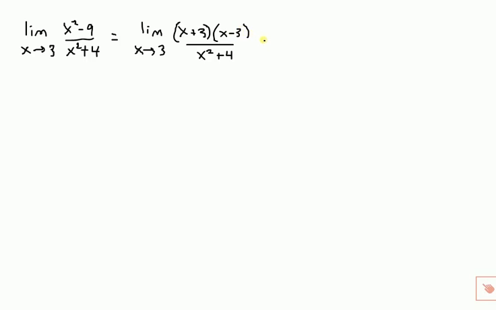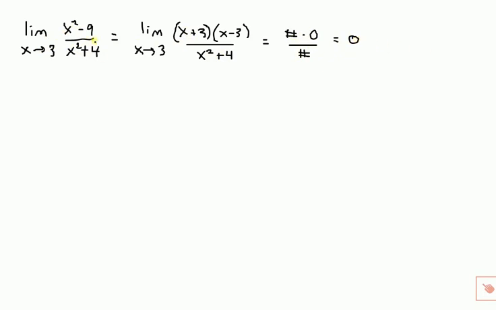So what this limit really ends up being is some number from this term multiplied by 0 from this term divided by some number from this term. We don't really care what these numbers are because any number multiplied by 0 is going to equal 0. So this whole limit as x goes to 3 of x squared minus 9 over x squared plus 4 is equal to 0. Now we did all of that with algebra.